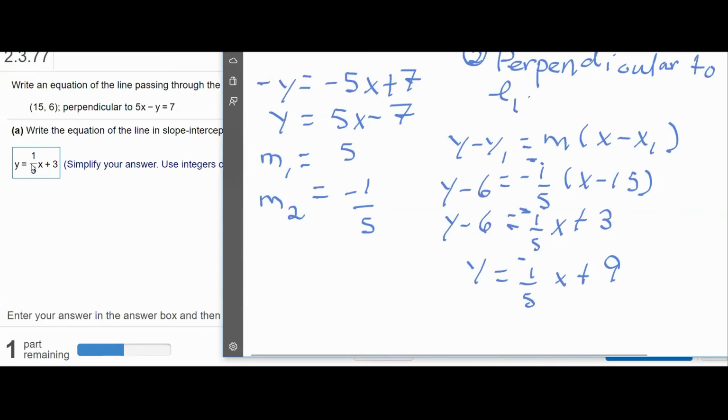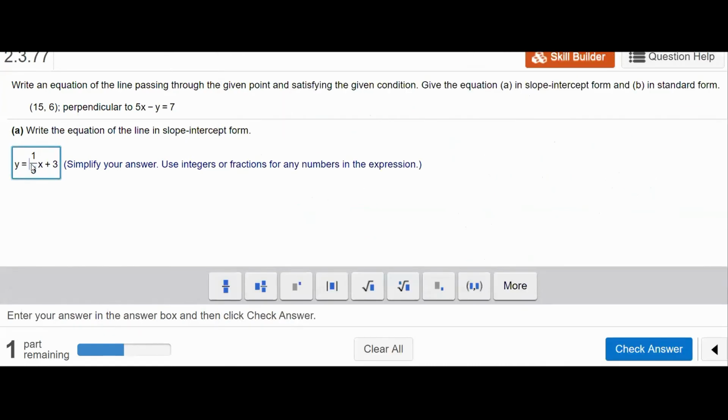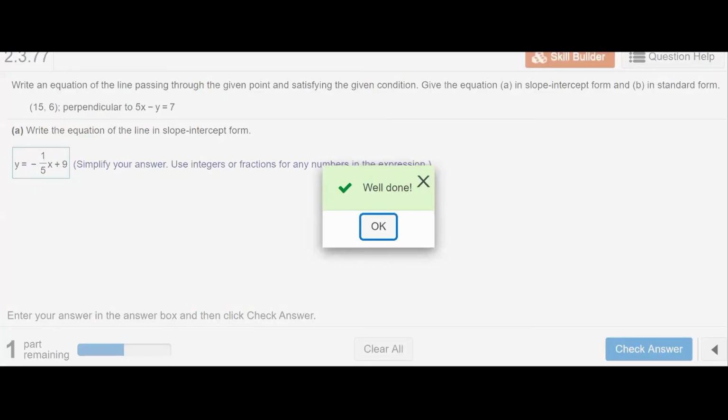Let's see if it likes that any better. See, we are human. -1/5 x plus 9. All right, that's good.